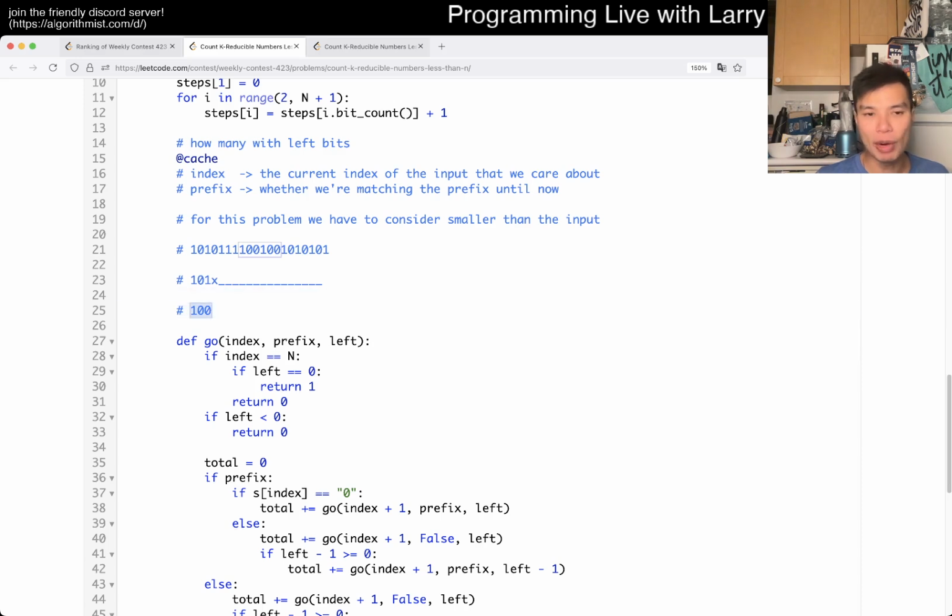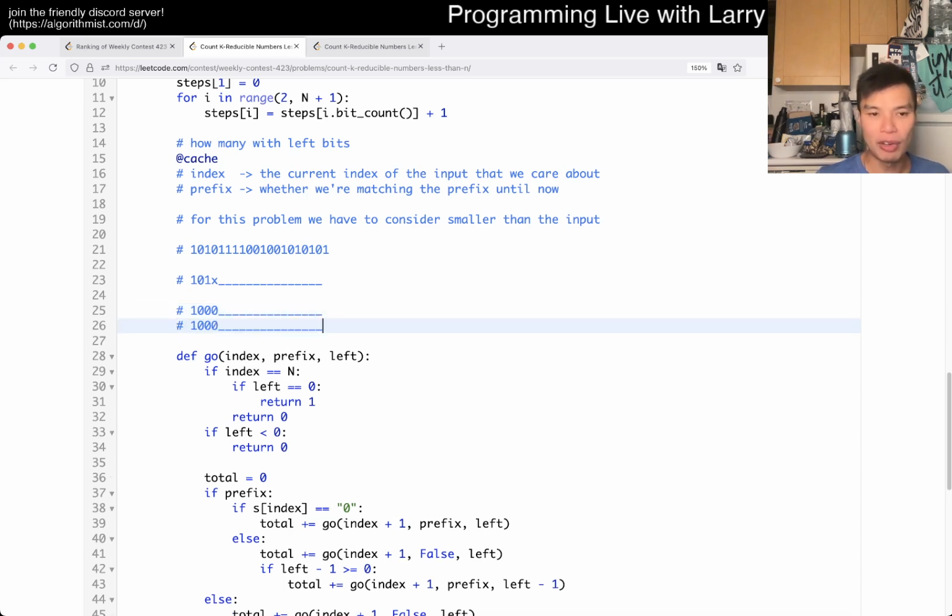If the prefix is already smaller, maybe that's another way of thinking about it. If the prefix is smaller, then x doesn't have to match this. X can be either 0, the rest we recurse on, or it could be a 1, right? And it doesn't matter that this 1 could be greater than 0 because the previous digits are already smaller. So that's the way to think about it.